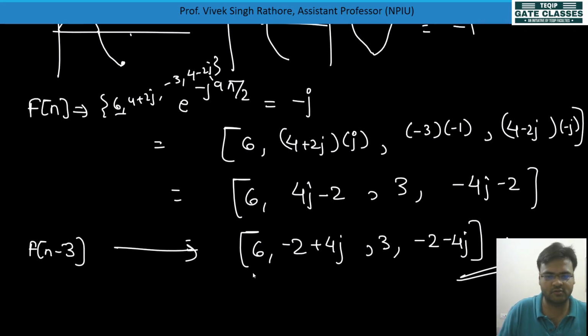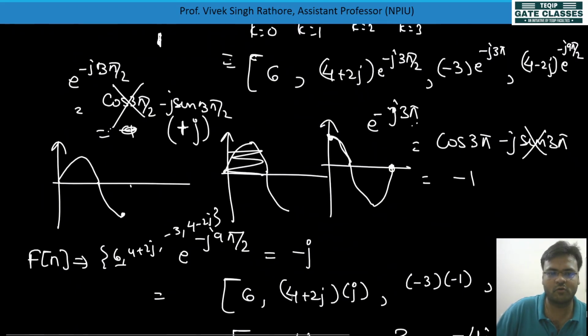6 is 6 only, 4 plus 2j is converted to minus 2 plus 4j, minus 3 is 3, and 4 minus 2j is converted to minus. So see, the variations are there, it will be there. But how we have done is more important.